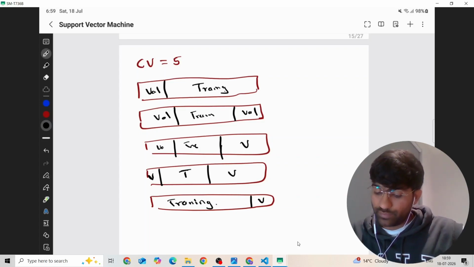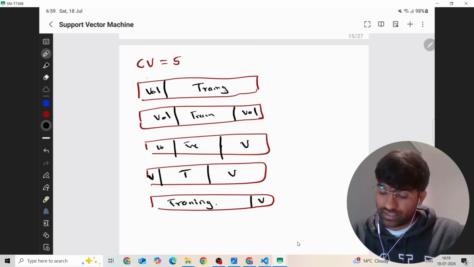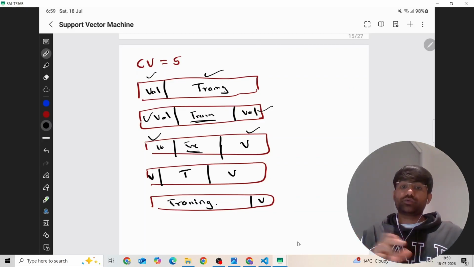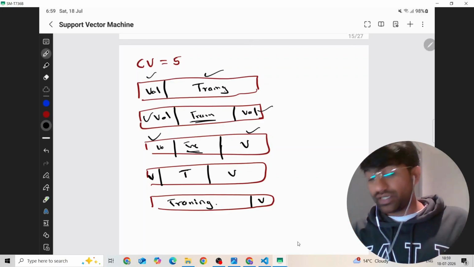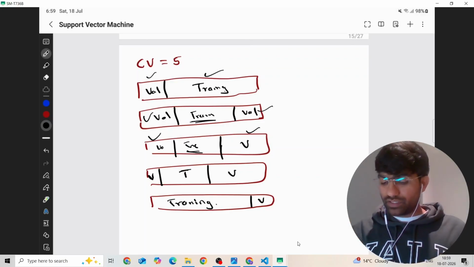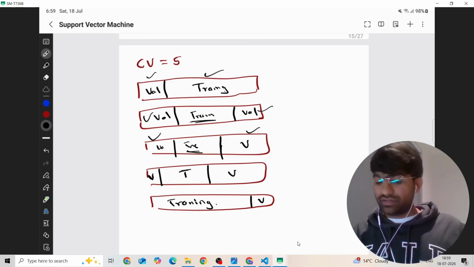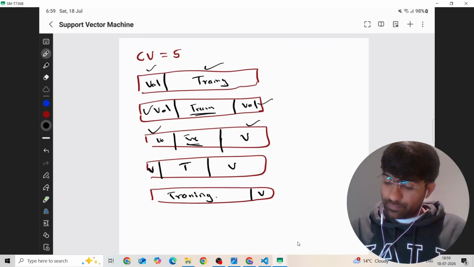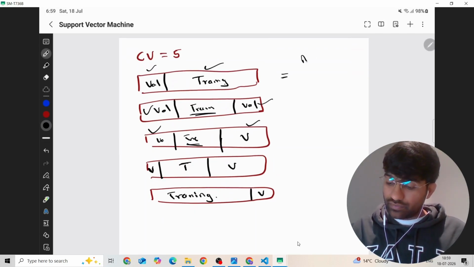It will split the data into these chunks: validation and training in the first training. And in the second training, this will be the validation and this is training. So it will split the data. It won't just test the data without splitting it. It will split 5 times if I define CV is equal to 5. And for every step, it will evaluate the model and calculate the accuracy.